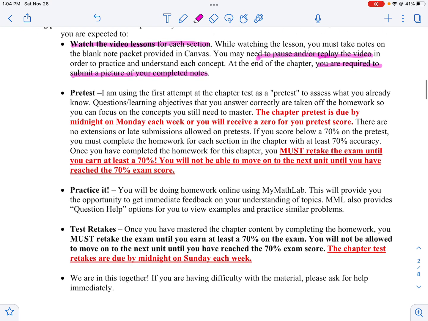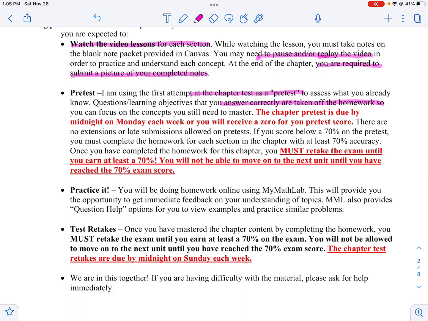There is a pre-test in this class. I'm actually using the first attempt at your chapter test as a pre-test. So you won't be able to get into the homework until you've taken this pre-test. I want to see how much you already know of the topics. Questions and objectives that you answer correctly on the pre-test are taken off of your homework. So the better you do on the pre-test, the less homework you have. You can actually work through this class and test out of certain units or topics by doing really well on your pre-test.